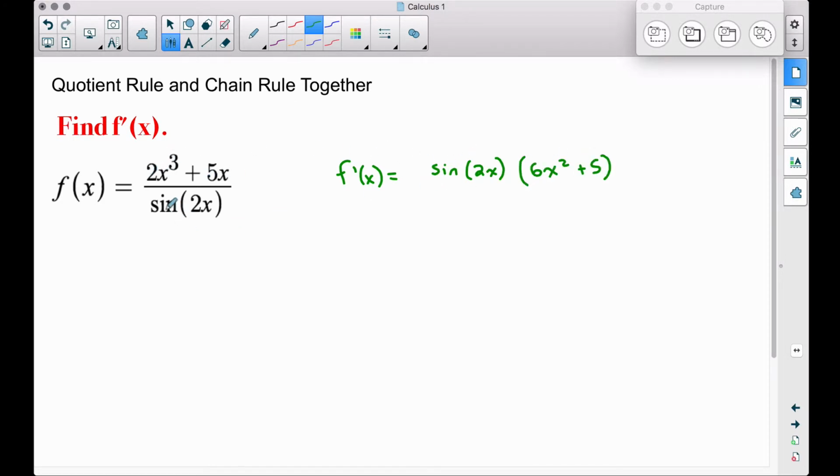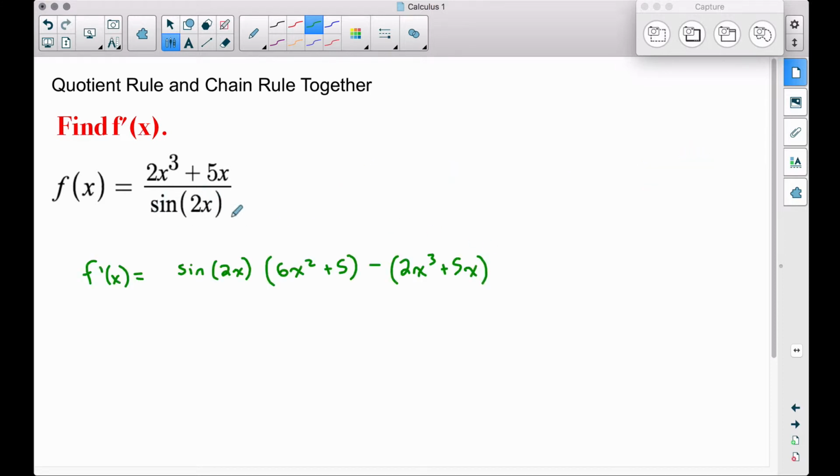So again, that is low, we leave it alone. D high, the derivative of this right here is 6x squared plus 5, minus high d low. So now we leave the high function alone, 2x cubed plus 5x. D low, now let's take the derivative of sine of 2x. This is where we have to apply the chain rule. I think of it as taking the derivative of the outermost function, leaving the inside alone, and then coming back and multiplying by the derivative of the inside.